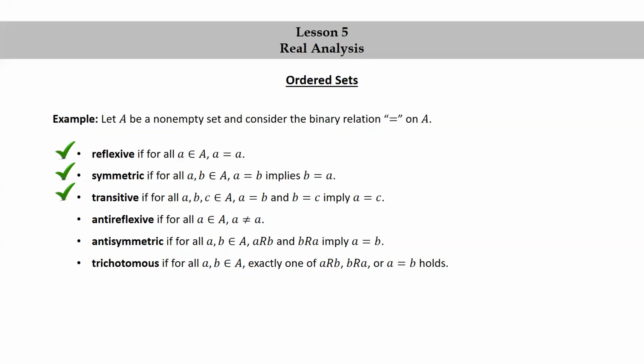Antireflexive, for all a in A, a is not equal to a, that's false. Antisymmetric, for all a, b in A, a equals b and b equals a imply a equals b, that's true.